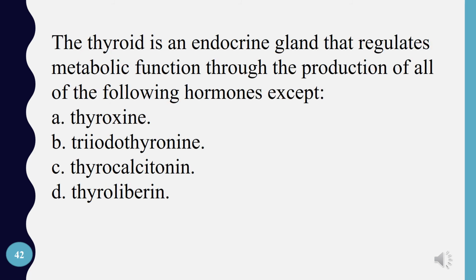The thyroid is an endocrine gland that regulates metabolic function through the production of all of the following hormones except: A. Thyroxine. B. Triiodothyronine. C. Thyrocalcitonin. D. Thyroliberin. The answer is D. Thyroliberin.